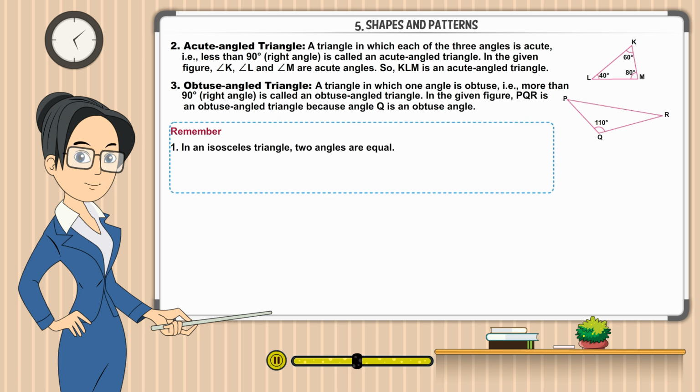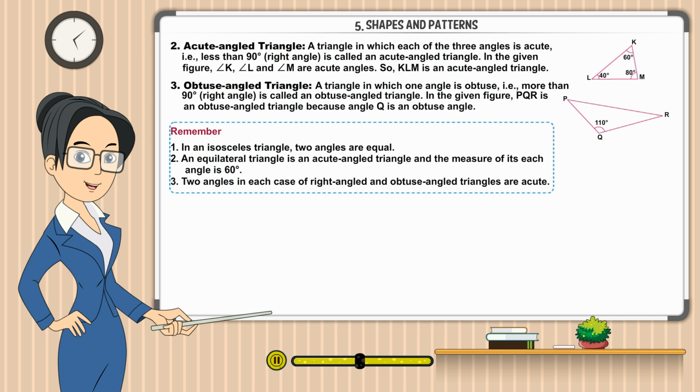Remember, in an isosceles triangle, two angles are equal. An equilateral triangle is an acute angled triangle, and the measure of each of its angles is 60 degrees. Two angles in each case of right-angled and obtuse-angled triangles are acute.